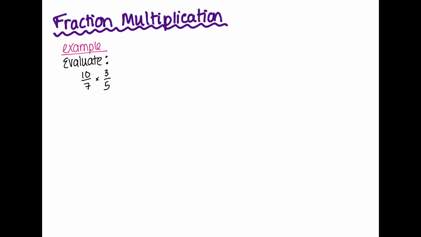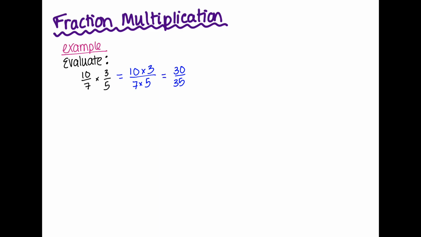So, the nice thing about fraction multiplication is you don't have to worry about making common denominators. With addition and subtraction for fractions, you do. With fraction multiplication, you simply multiply straight across. So you multiply the numerators together and you multiply the denominators together. So here we would have 10 times 3 on top, and on the bottom we would have 7 times 5, just multiplying straight across. 10 times 3 is 30, and 7 times 5 is 35.